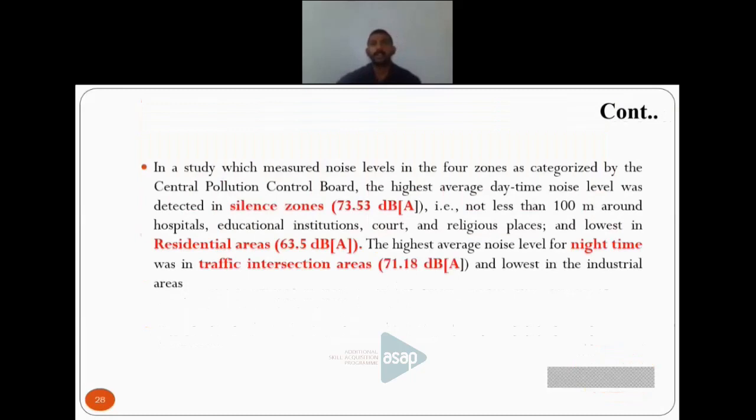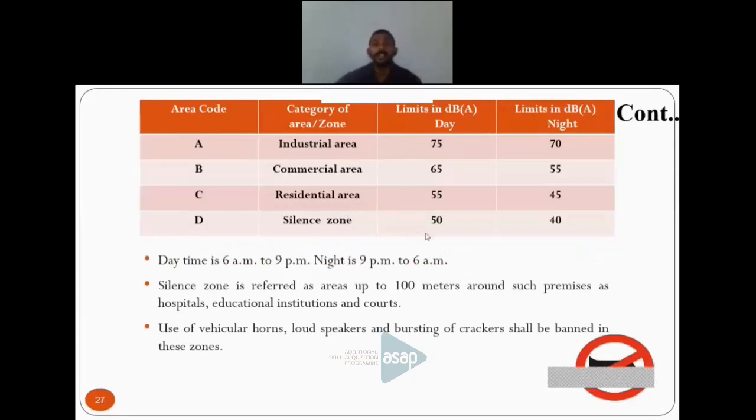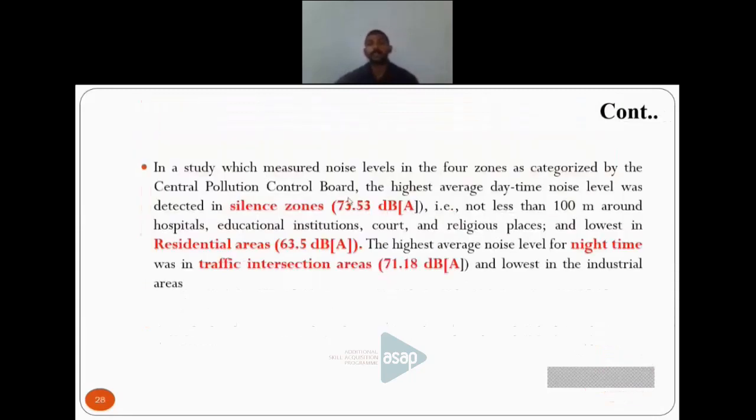Saying four categories, the Central Pollution Board made a study in Delhi, and it is found that the silent zones are producing 73.53 decibel. Here in the silent zone, the limiting value should be 50, but what is being produced is 73 decibel. So much higher noise is coming.